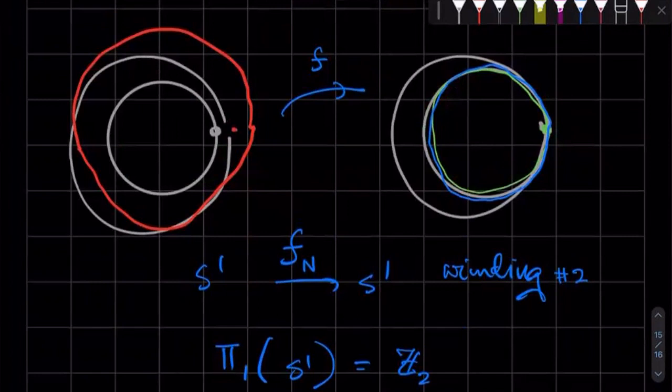Sir, won't it be Z, the homotopy group, because we can characterize by all integers? Yeah, sorry, Z and not Z2. And you might say, okay, I've seen the positive, but what about the negative numbers?